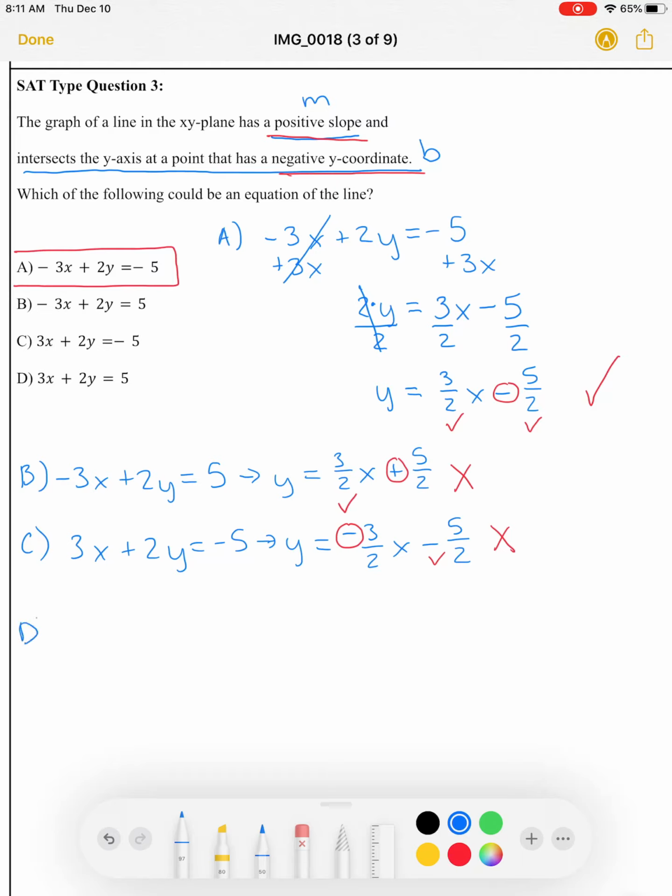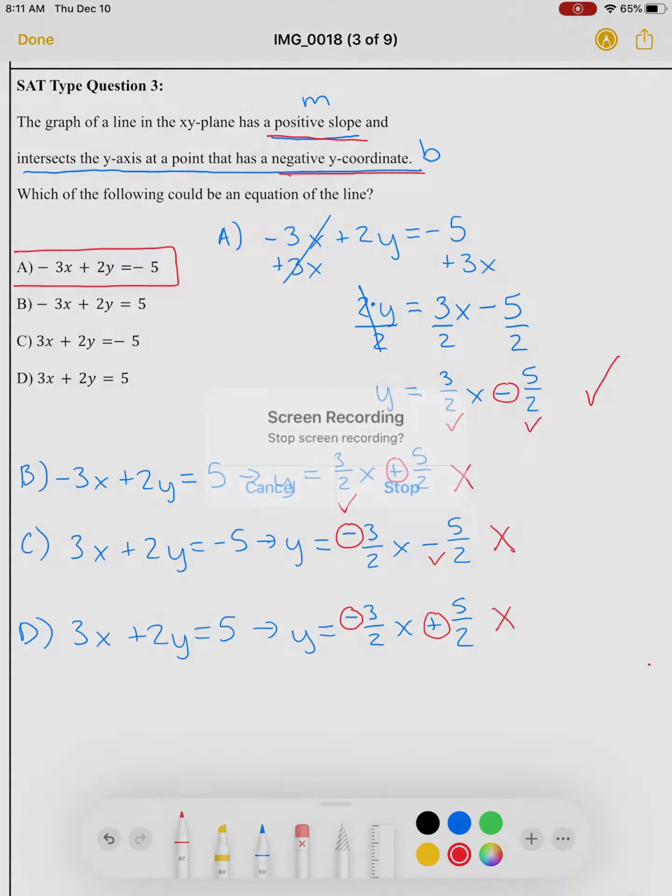Let's check D. If we write D in slope-intercept form, we would be left with y equals negative 3/2 x plus 5/2. Again, just looking at the slope, it is negative 3/2, which is not a positive slope, so this is not the answer. Also, this has a positive y-coordinate, so again, still not the answer. So A is the only one that satisfies the positive slope and negative y-coordinate.